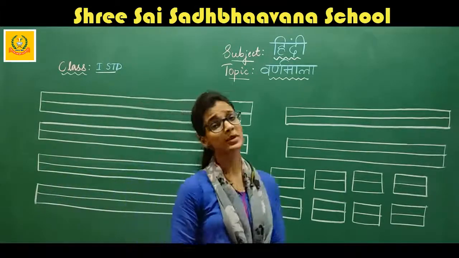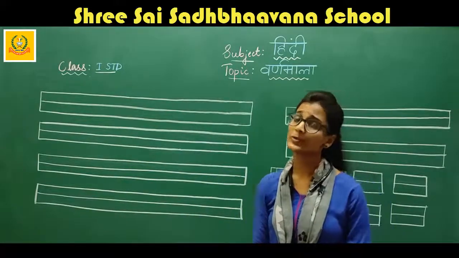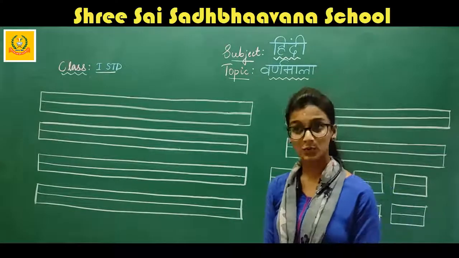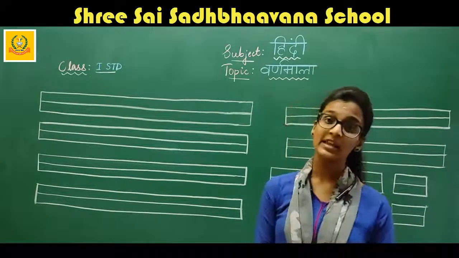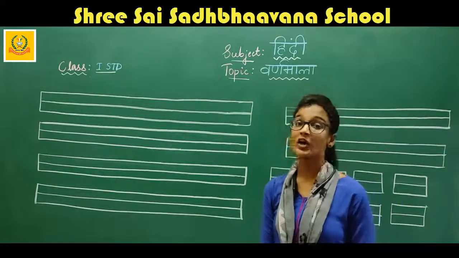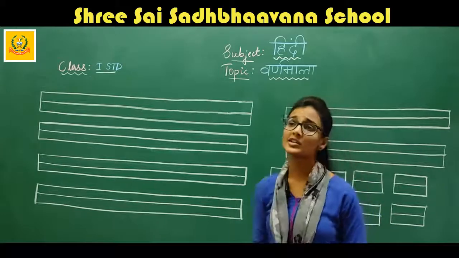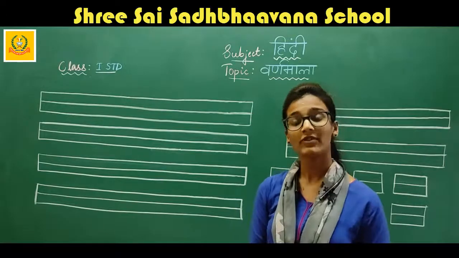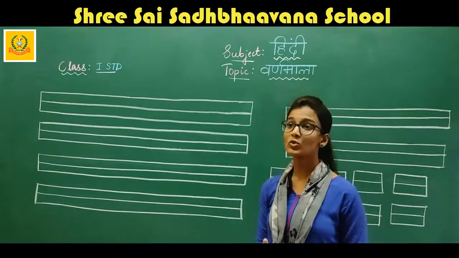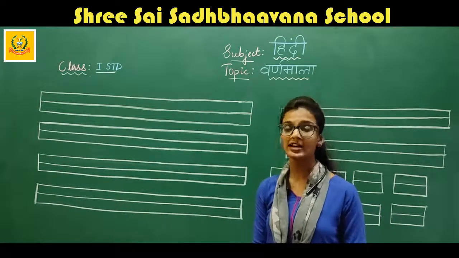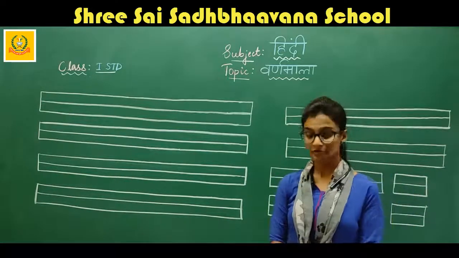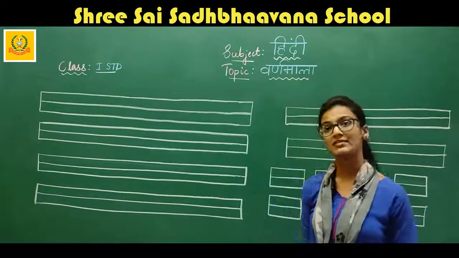So, children, in the previous class, what did we learn? In the previous class, we had learned what is swar, how many letters are there, what are they called in English. Then we also learned a small topic that is Vyanjan. In Vyanjan, we learned two varg, that is kha varg and cha varg. So children, now let me revise for you all what did we learn in the previous class.